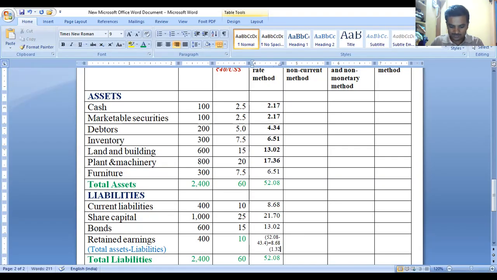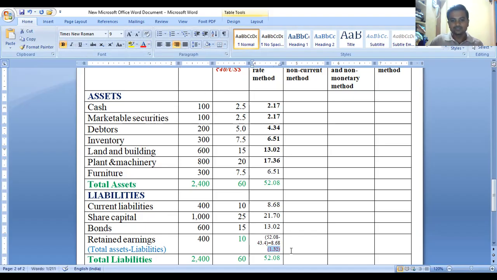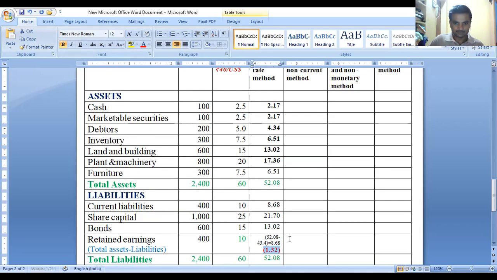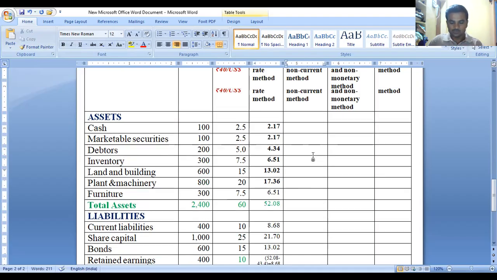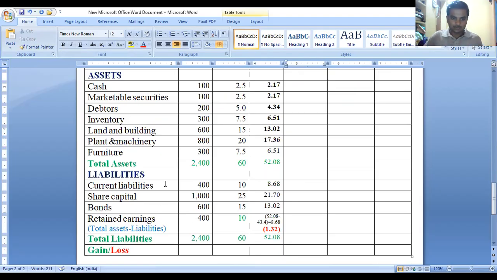This is a loss. By using the current rate method, a loss is incurred. That loss is $1.32. So again, there is a total liability here, and here is the loss. How much loss? We can write it in brackets, 1.32. This is the loss.